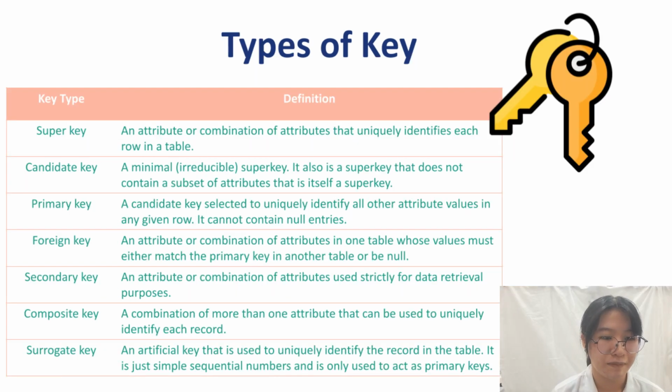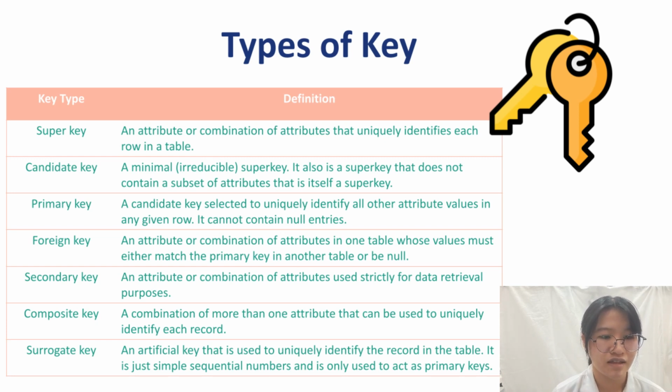Now we go to the next part. There are many types of keys in a database management system, such as super key, candidate key, primary key, foreign key, secondary key, composite key, and surrogate key. Firstly, a super key is an attribute or combination of attributes that uniquely identifies each row in the table.